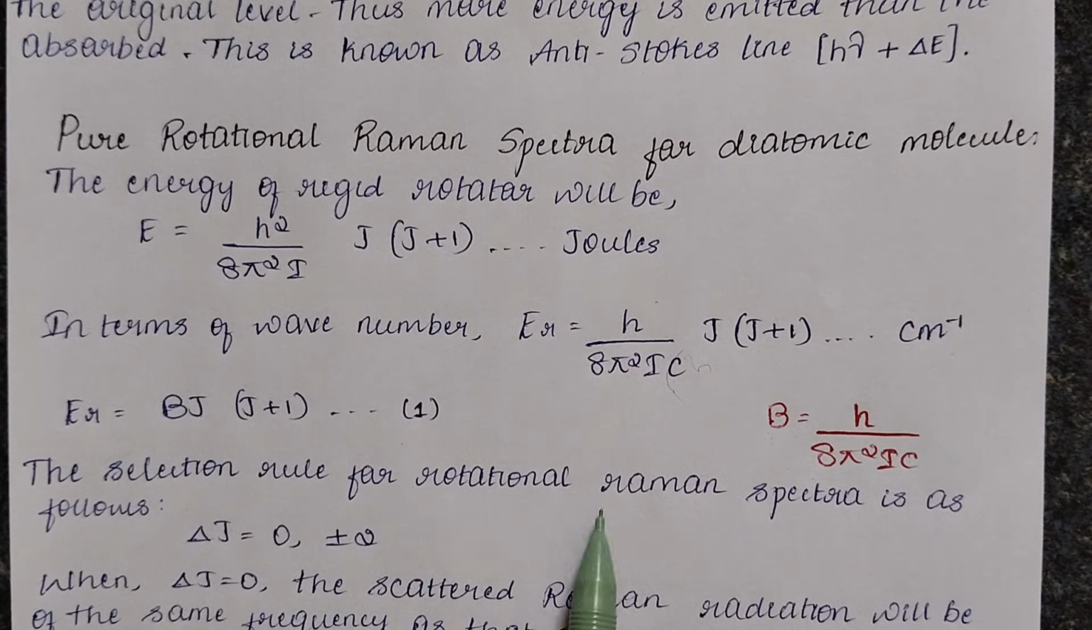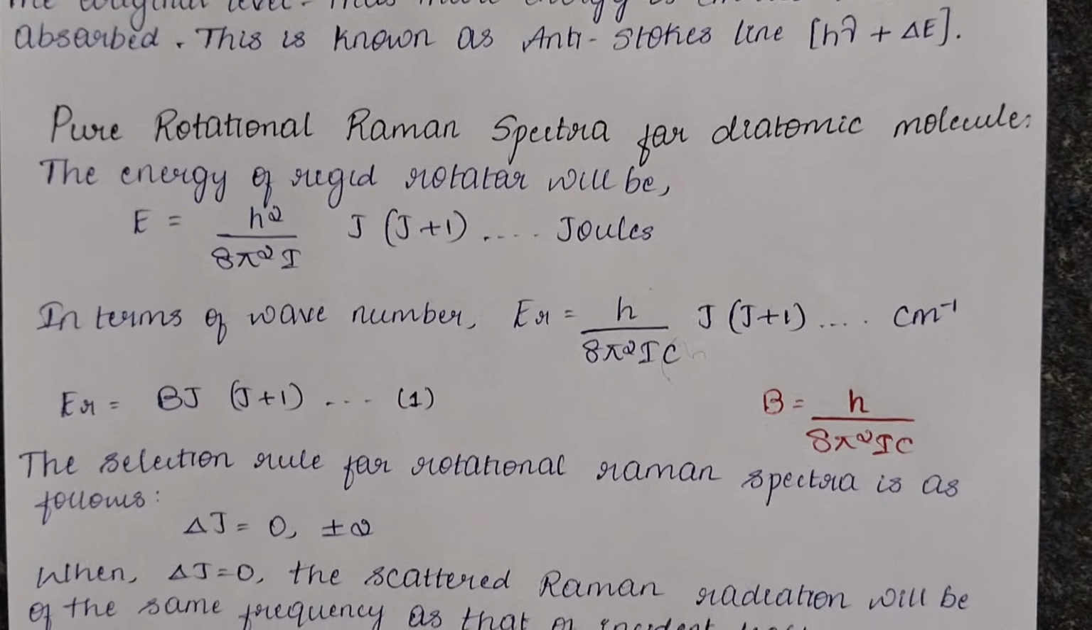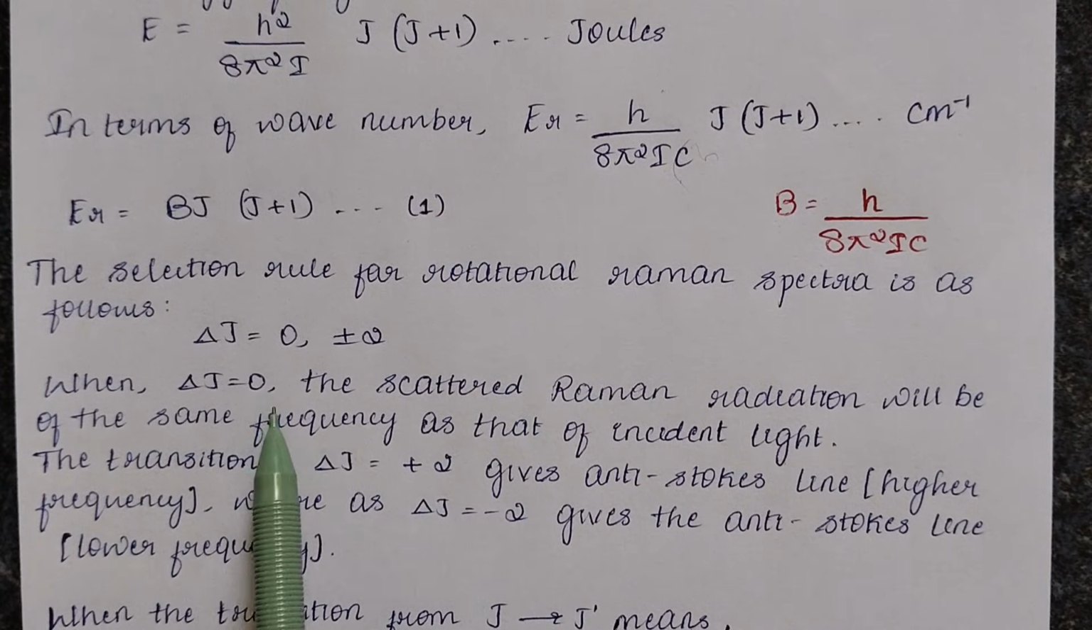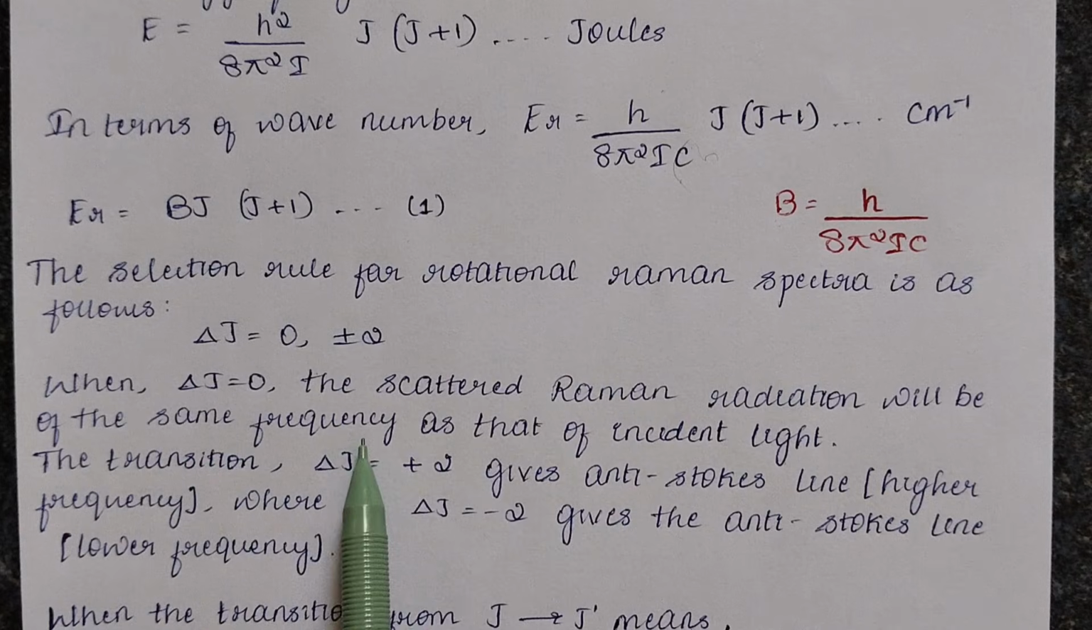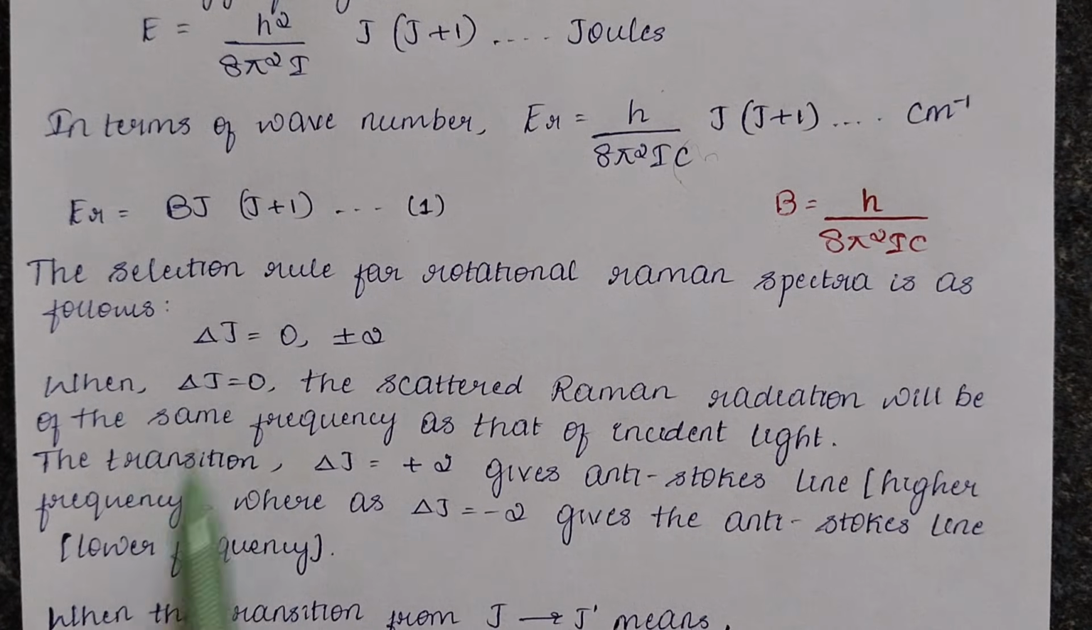And the selection rule for Raman spectra is as follows. The selection rule for Raman spectra will be delta J is equal to 0, and the next term will be plus or minus 2. When delta J is equal to 0, the Raman radiation will be of the same frequency as the incident light. That is, the frequency of incident light and the emitted light will be the same when delta J is equal to 0. But the transition of delta J is equal to plus 2 will give us an anti-Stokes line, that is higher frequency, h nu plus delta E. Since it is a positive sign, we get an anti-Stokes line of higher frequency.